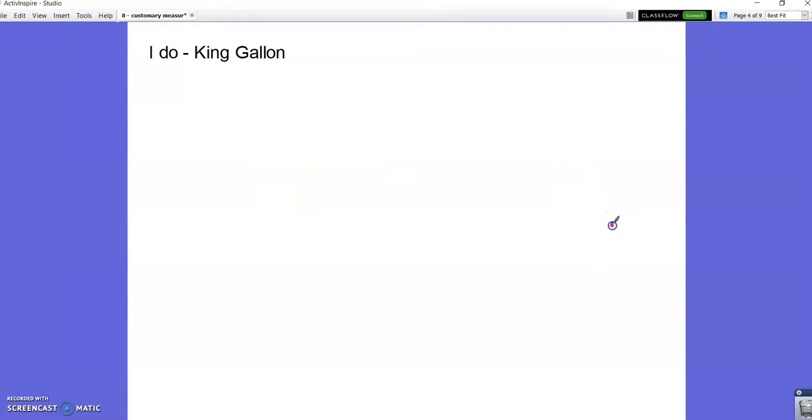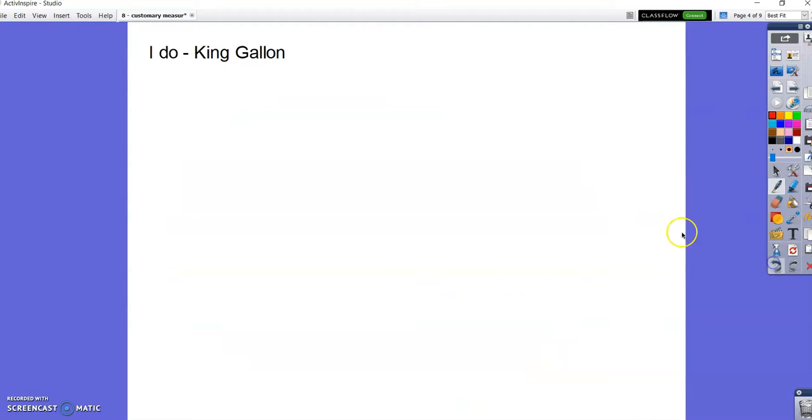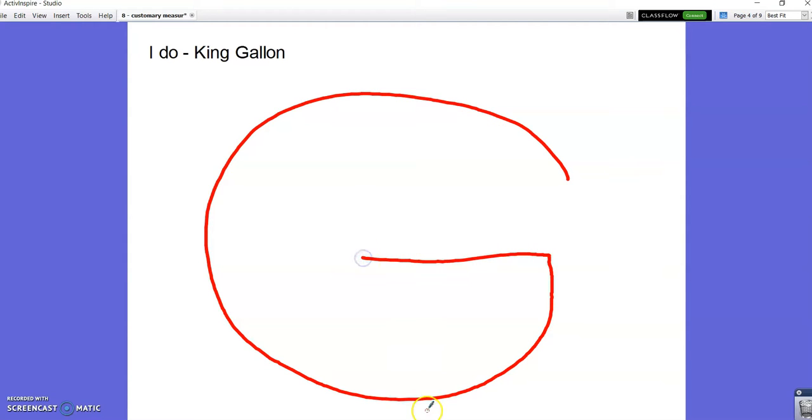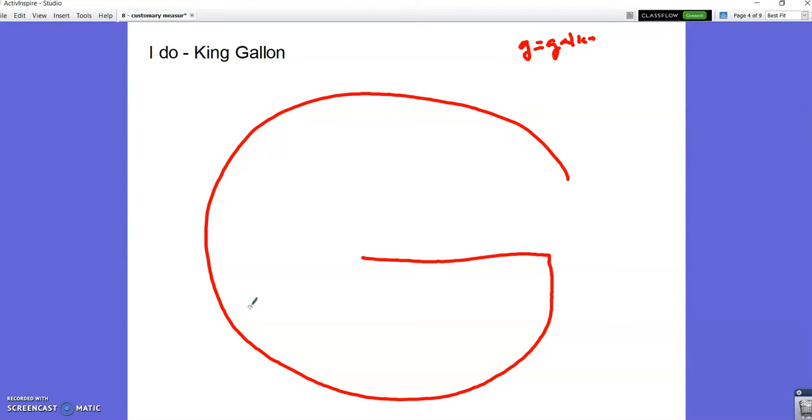So King Gallon ruled over a great and large kingdom. I'm going to make it a G for Gallon Land or Gallon Kingdom. I need a better G. So King Gallon ruled over a great kingdom called Gallon Land. And Gallon Land was so big, so G is for gallon, by the way. 1 gallon. And the kingdom was so large that he decided to divide it into 4 parts. And to oversee each part, he assigned a queen.